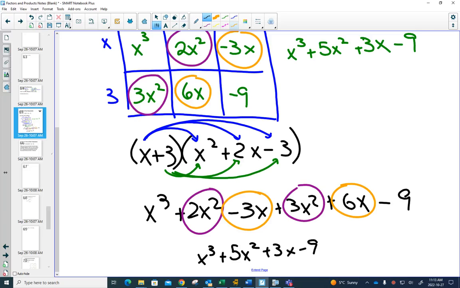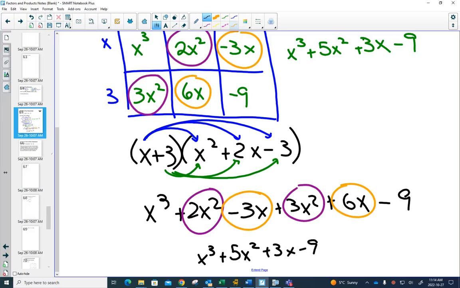Same answer that I got from the chart, but when it gets bigger, the chart is nice because you don't forget, you have boxes to fill in. You don't forget where you are in your map. But as you get good at it, some people like the arrows method because they feel like it takes less space. Okay?